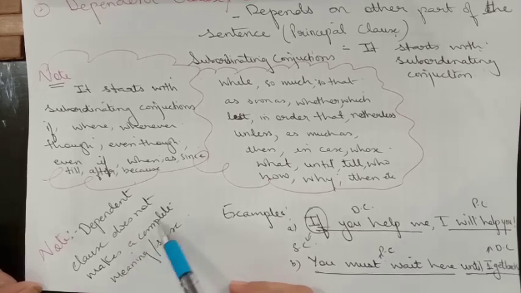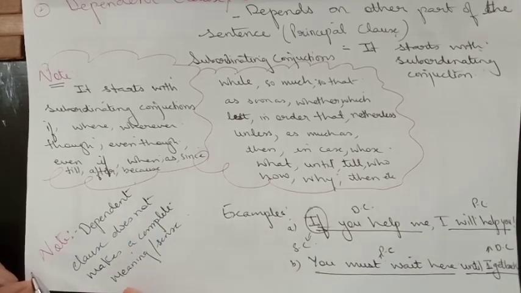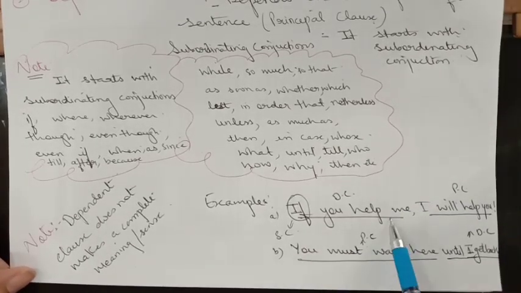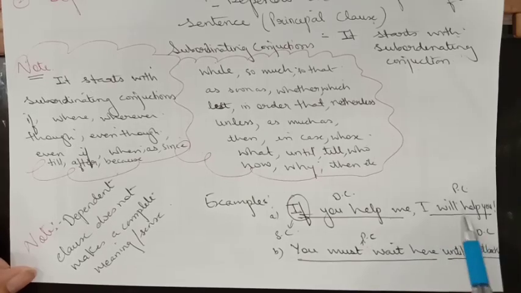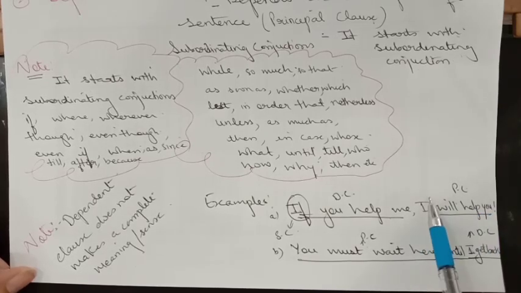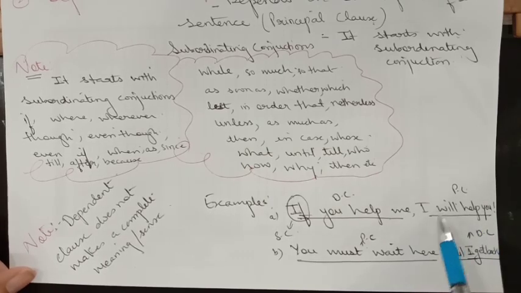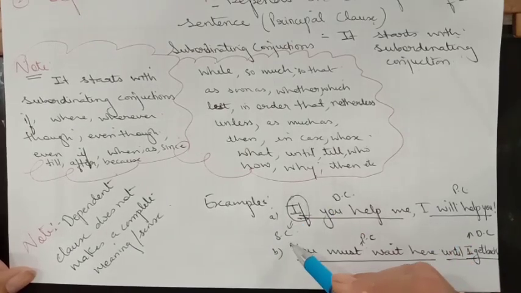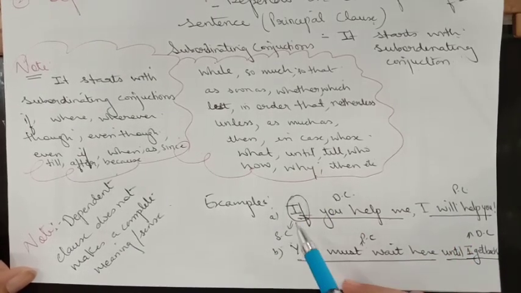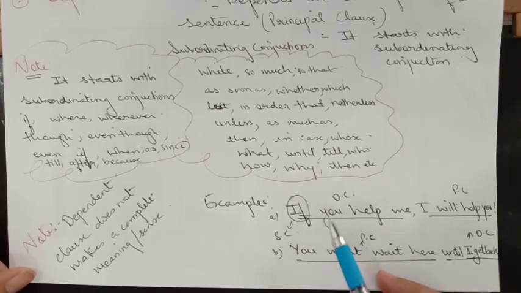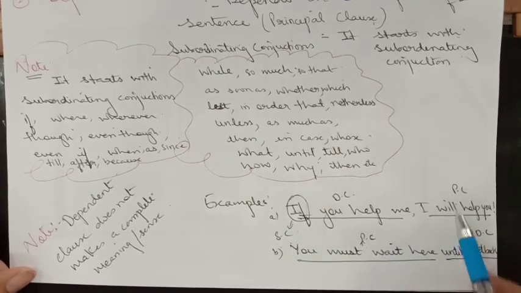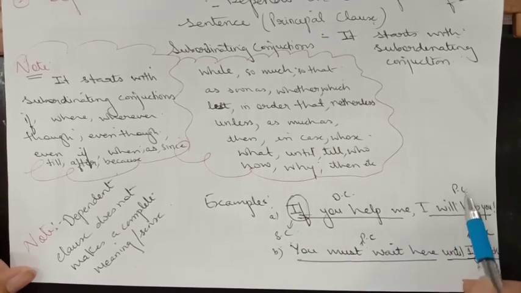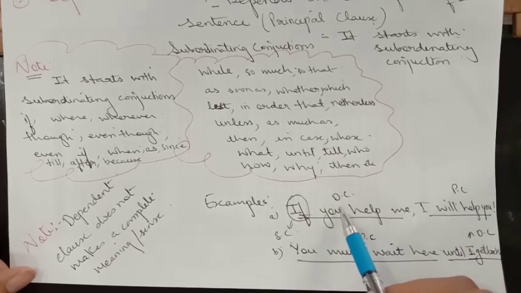Okay. A dependent clause does not make complete sense. Is it clear? It does not make complete sense because it depends on the independent clause to complete its meaning. For example, see here. If you help me, I will help you. So I will help you is your principal clause, main clause or independent clause. But this part, if you help me, now see, first of all, this is your subordinating conjunction. You start with it, and this part depends on this part. Okay. So it is starting with a subordinating conjunction. If you help me, I will help you. So this is your main clause and this is your dependent clause.